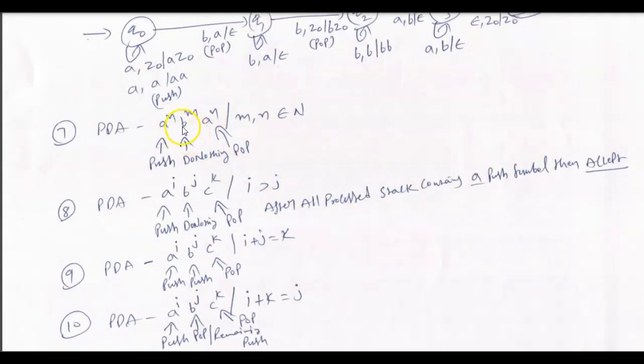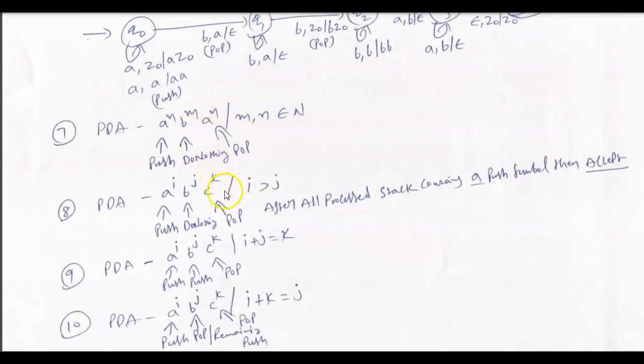Actually the logic is b to the power of m, we do nothing. Generally there should be m greater than or equal to 1, so that we know that there is a B, after that there is a pop operation.